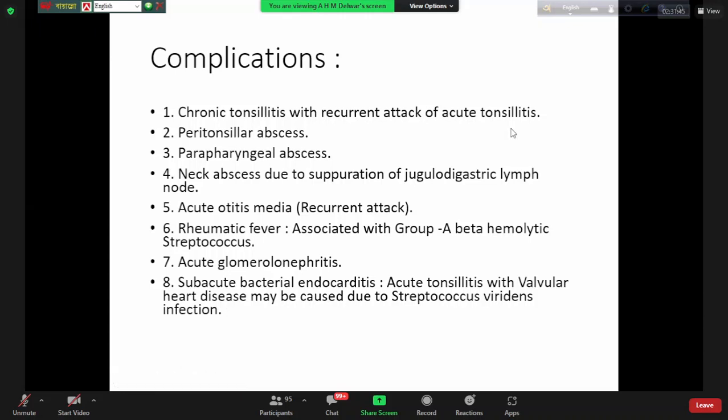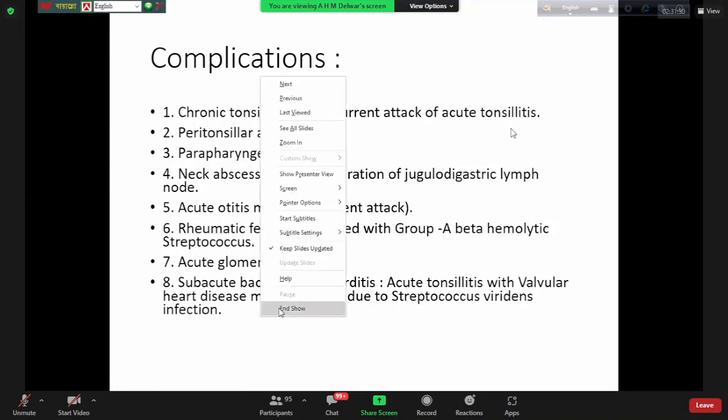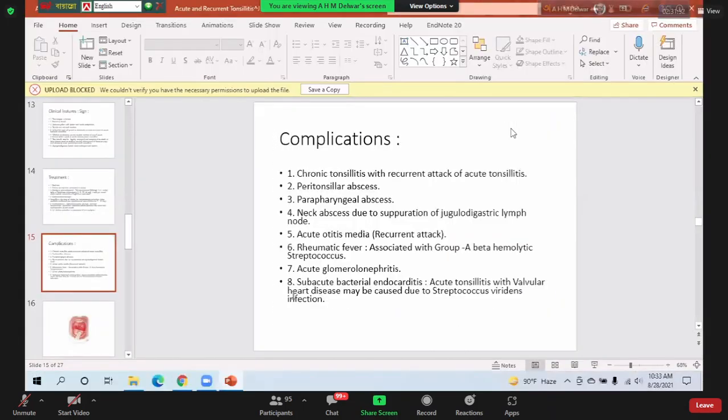So subacute bacterial endocarditis, and the complications are important. There are 8 complications, but you should answer a minimum of 5 complications of acute tonsillitis in the viva or in the written question.